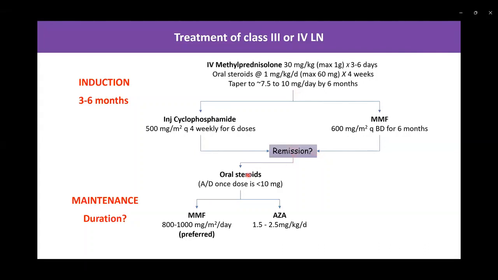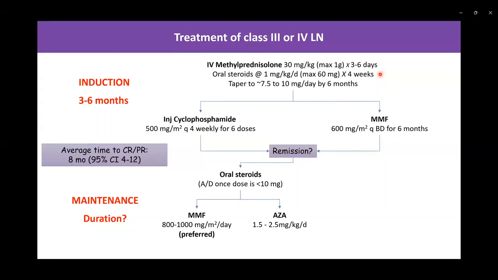The period of induction is followed by a maintenance, and it is generally acknowledged that MMF is a better agent as compared to azathioprine for maintenance. There is an emphasis of steroid minimization or steroid sparing because of the recognized long-term complications associated with corticosteroid use on the long term. The average time to complete or partial remission in a systematic review of literature was 8 months with a 95% CI of 4 to 12 months.